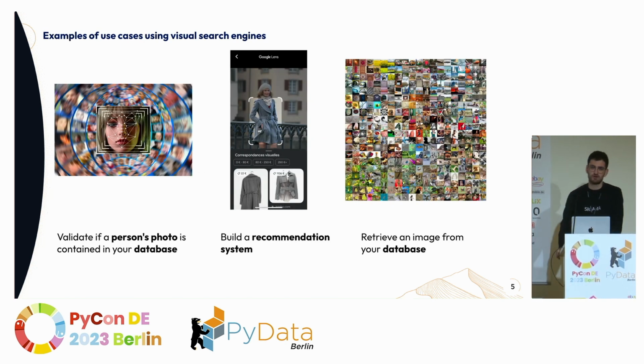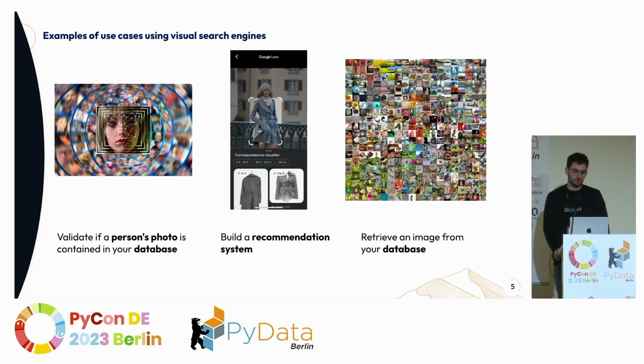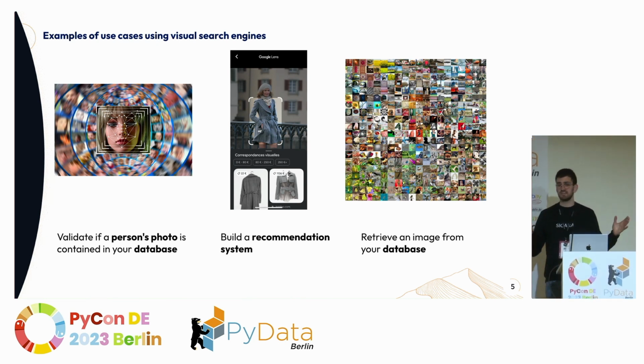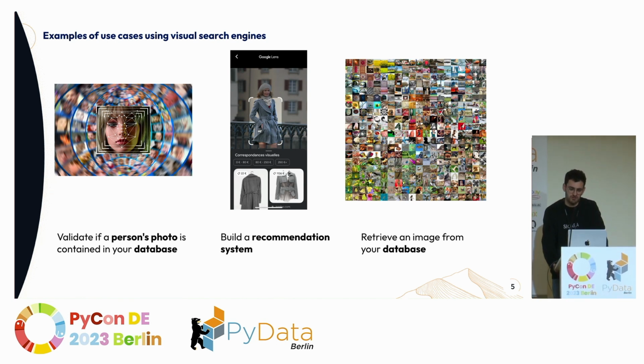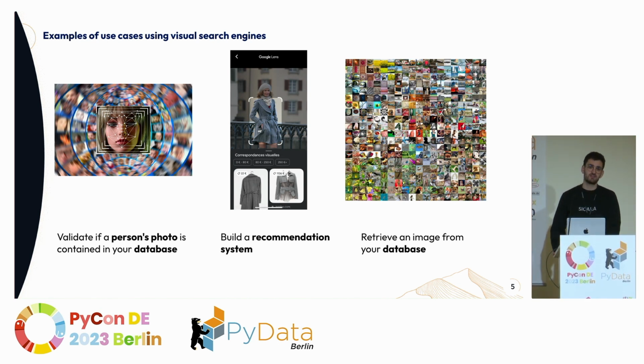Some examples of where such a system could be great is when, for instance, you want to validate if a person's photo is in your database. Imagine you're a big company who wants to authenticate your employees in front of the building. Or if you're Google Lens and whenever someone takes a picture of a piece of clothing, you want to match it to the most similar clothes in your database. Or if you have a huge database of images at your company and you really don't know how to leverage its potential, you just input an image and it will allow you to retrieve the most similar images.